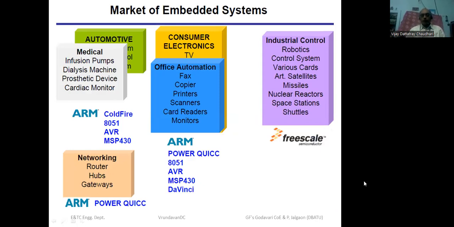So to have a quick look at those embedded processors, let us say automotive, medical, ARM Core, 8051, AVR, MSP 430, consumer electronics, office automation, ARM, Power QUICC, 8051, Da Vinci, and the most popular embedded processor from Freescale Semiconductor is used in industrial control like robotics, control system, various cars, satellite, nuclear reactors, space stations, shuttles, etc. Most probably, Power QUICC is used in networking, router hub, gateways.